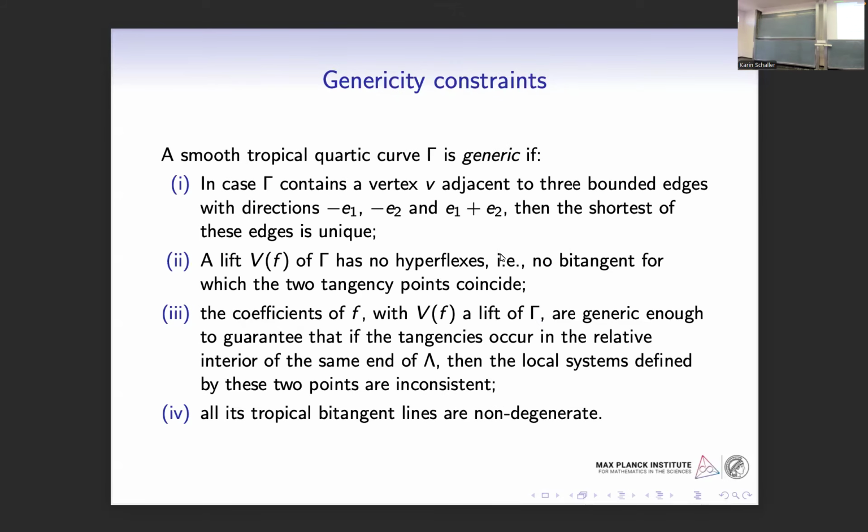Okay, so here's the answer to your question. What do I mean by generic? Generic is kind of an important word. We have 4 things that a smooth tropical quartic needs to satisfy to be generic.